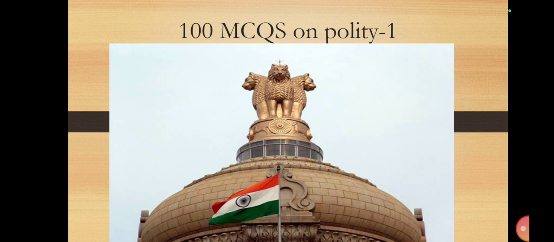Question 6. Who among the following is the final interpreter of the provisions of the rules of procedure and conduct of business of the Legislative Assembly? Answer, Speaker. 7th. The Governor of the state holds office during the pleasure of the President.